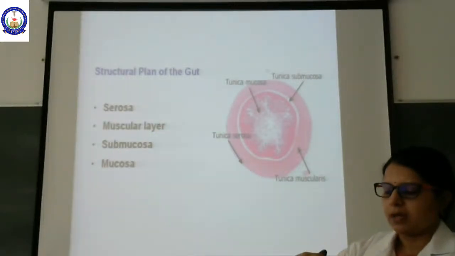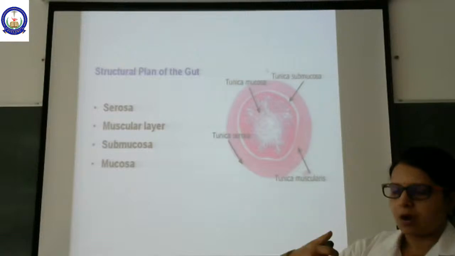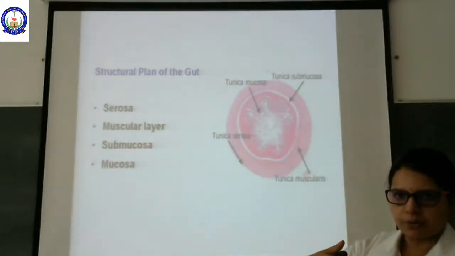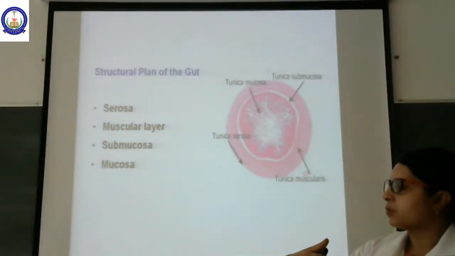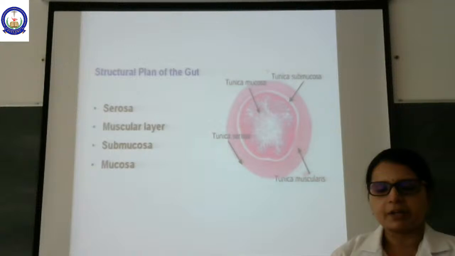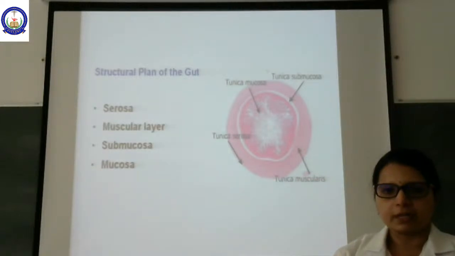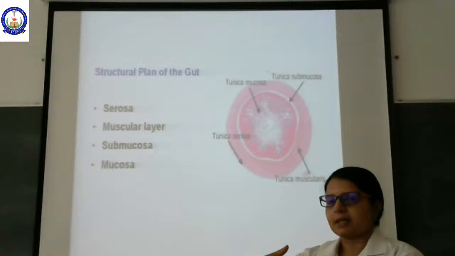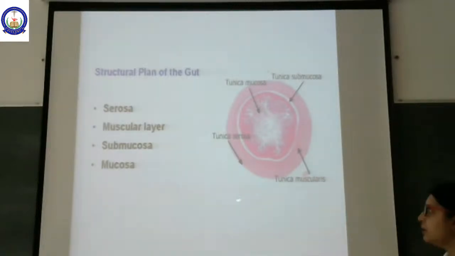From inside to outside, we have mucosa, submucosa, muscularis, and then the serosa. The serosa is the outermost covering of the gastrointestinal tract, whereas the mucosa is the innermost lining of the gastrointestinal tract. So this is the luminal structure, exactly as I showed in the diagram.